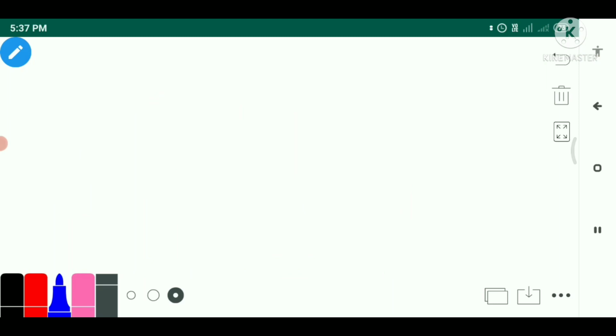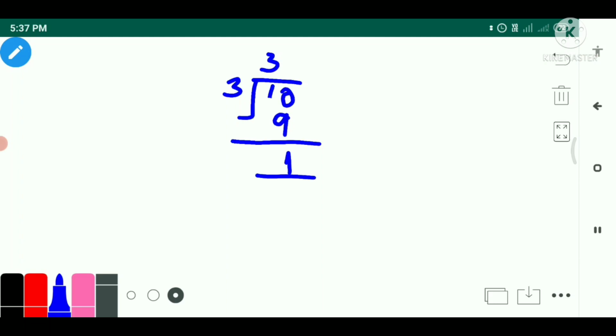So we know how to write long division, right? We have to write the dividend inside the box. Then we have to write the divisor outside the box, and as we have seen, 3 chocolates each will get, right? So total 9 chocolates I shared, and 1 chocolate will be left out. So this is what? Remainder.